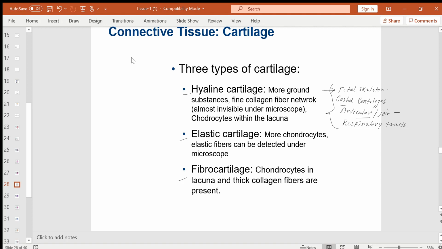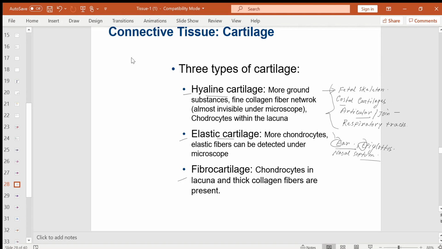Elastic cartilage in only few structures, ear, pinna of the ear, okay, and also in the nasal septum. You can move it, right? The partition of the nose. Epiglottis. Okay, so you see these two start with E. So elastic in the ear, epiglottis.